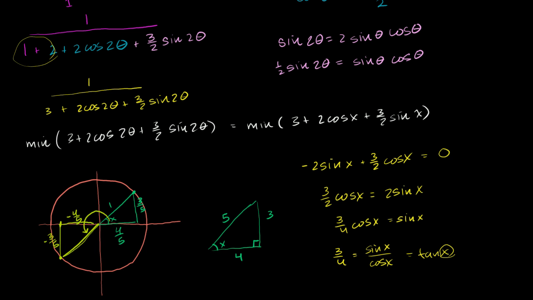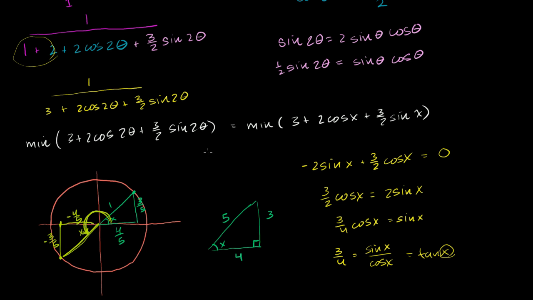So let's use this x right over here. And notice, we don't even have to figure out what the x is, because we know that the tangent is 3/4, and either the sine is going to be 3/5 and the cosine is going to be 4/5, which will give us a maximum point, or the sine will be negative 3/5 and the cosine will be negative 4/5. So let's use these over here.